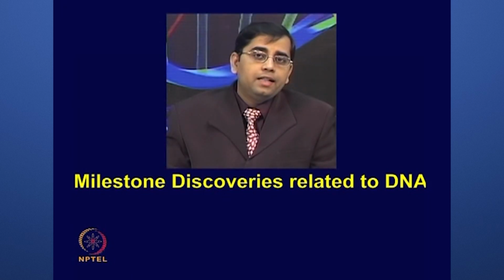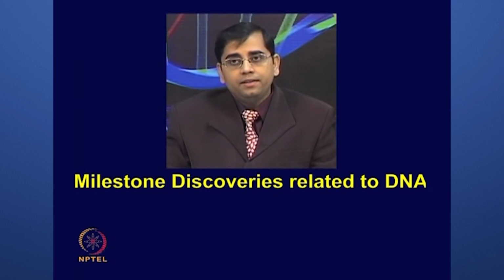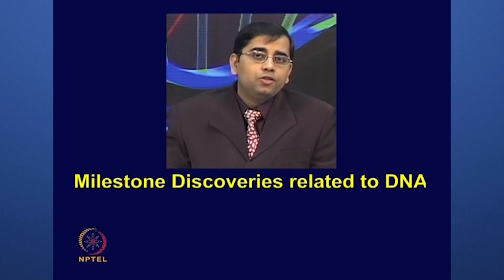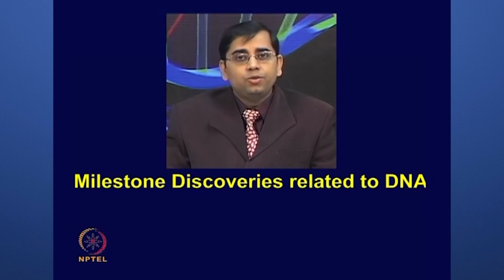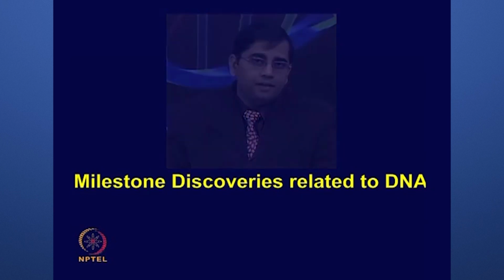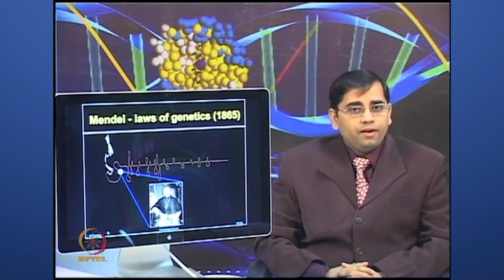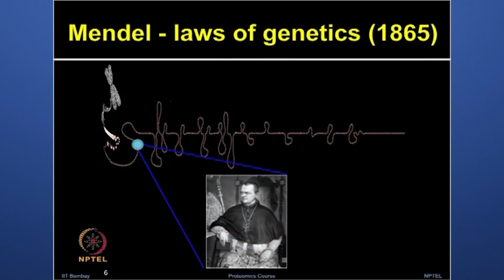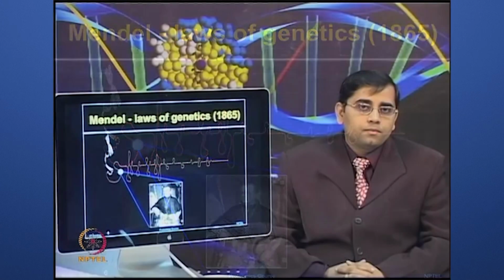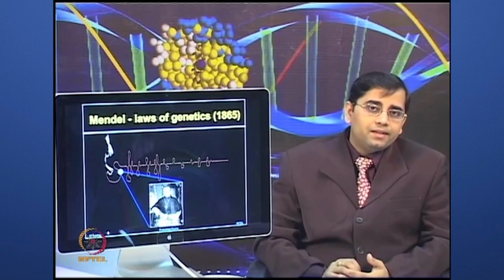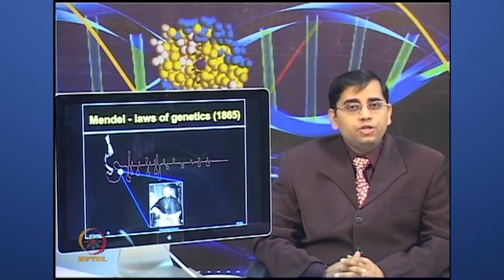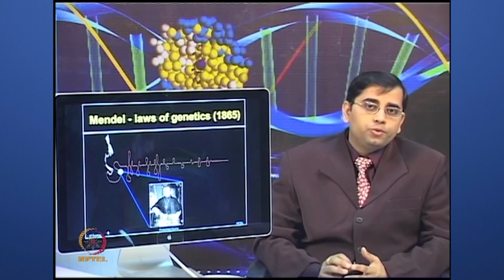Before we move on to discussing the structure and function of DNA, let me take you to some of the historical perspective, the milestone discoveries which are related to the DNA. So first one is Mendel's law of genetics in 1865. Mendel gave very fundamental laws of genetics. The discrete factors, which are now known as genes, can transmit characteristics from one generation to the next generation. So a diploid individual must contain 2 copies of genes. Each parent can transmit 1 copy to the next generation.